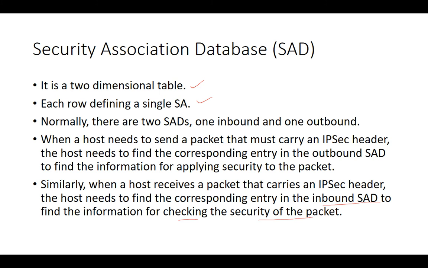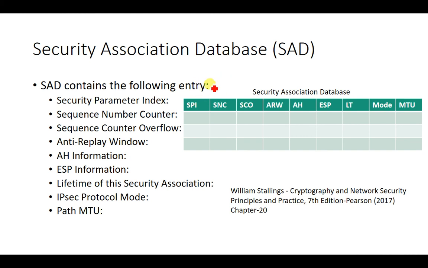Further, some fields are maintained by the security association database. So what are the entries maintained inside it? Let me read them out loud. Security parameter index, which we have already talked about, security sequence number counter, sequence counter overflow, anti-replay window, AH information, ESP information, lifetime of this security association, IPSec protocol mode, then path MTU. These are the different fields that can be represented in your security association database.